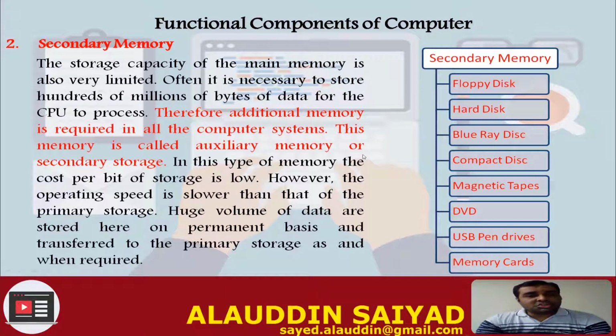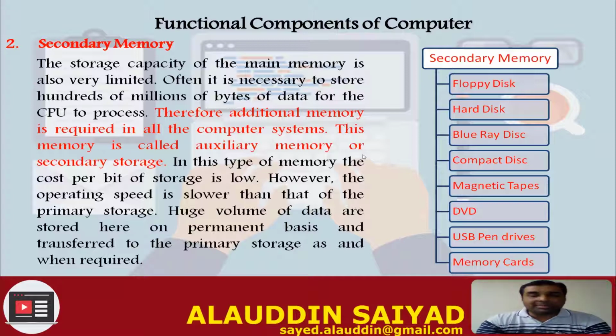Secondary memory. The storage capacity of the main memory is very limited. Often it is necessary to store hundreds of millions of bytes of data for the CPU to process. Therefore, additional memory is required in all computer systems. This memory is called auxiliary memory or secondary memory. In this type of memory, the cost per bit of storage is very low. However, the operating speed is slower than that of the primary storage. Huge volumes of data are stored here on a permanent basis and transferred to the primary storage as and when required.